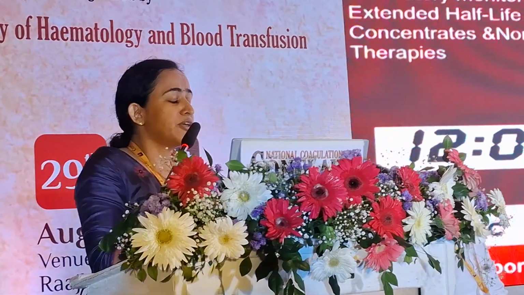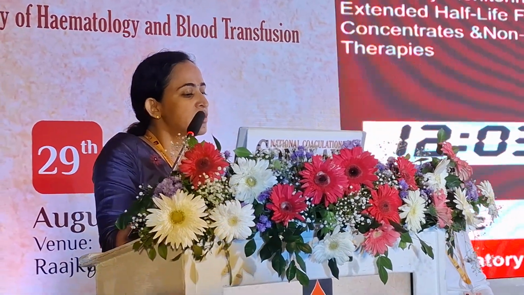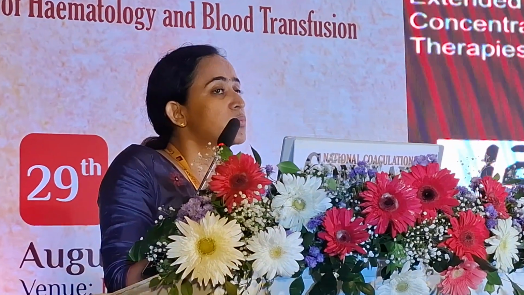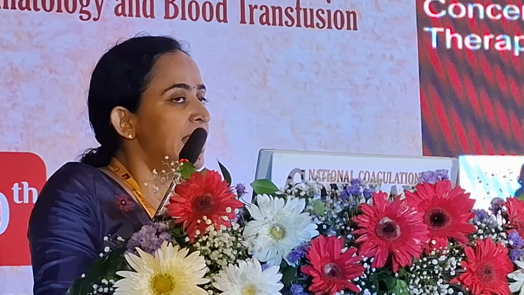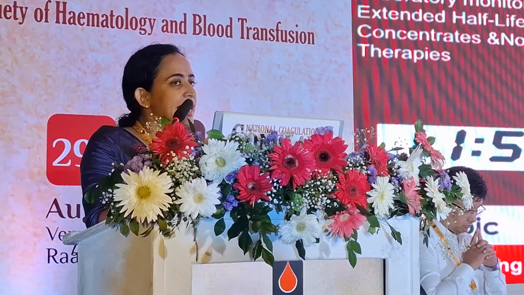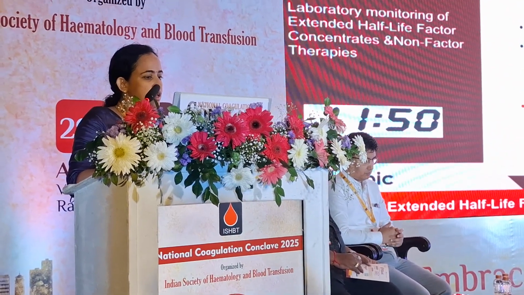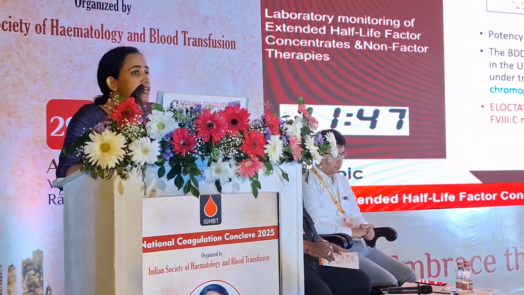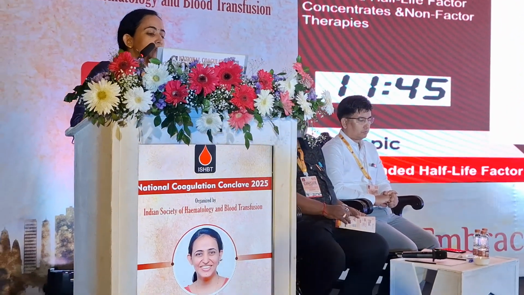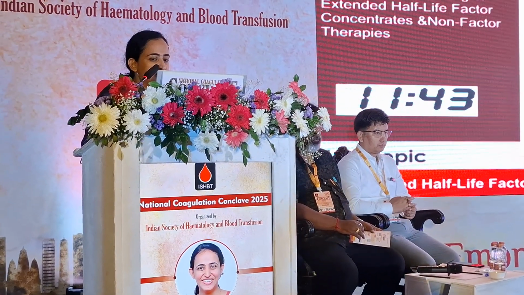So this was an extended half-life product. Here the potency label is by the chromogenic assay, and the chromogenic assay from Hyphen gave expected values, while with some avidity reagents there was gross underestimation. Silica-based reagents gave lesser values, while ellagic acid-based reagents gave true values. Now, with respect to Eloctate, there was not much difference between the one stage and the chromogenic assay.